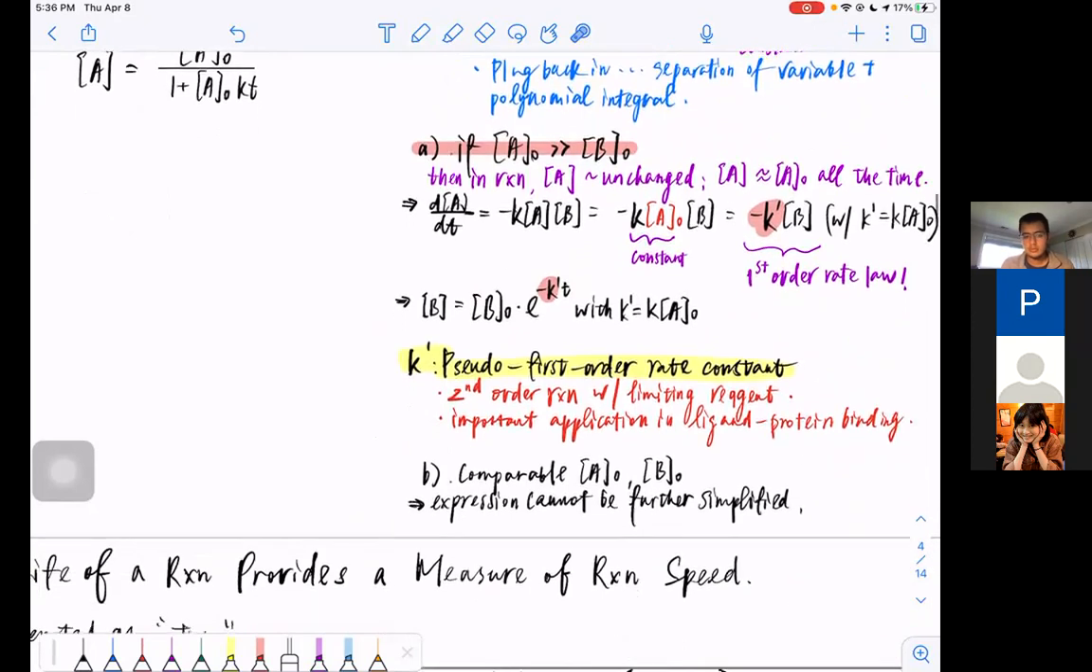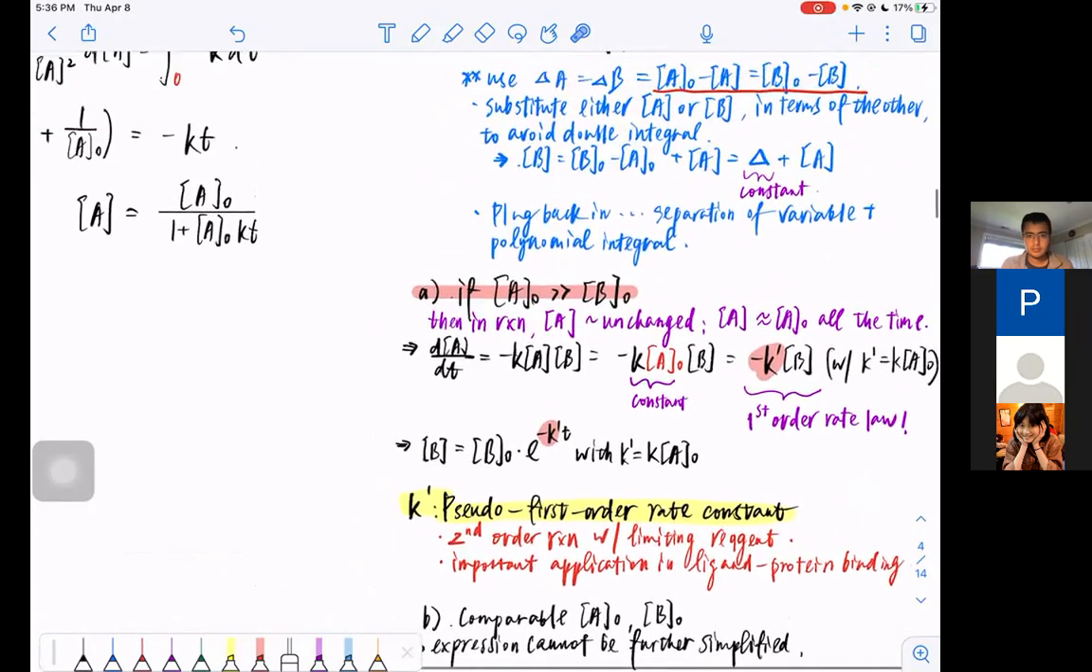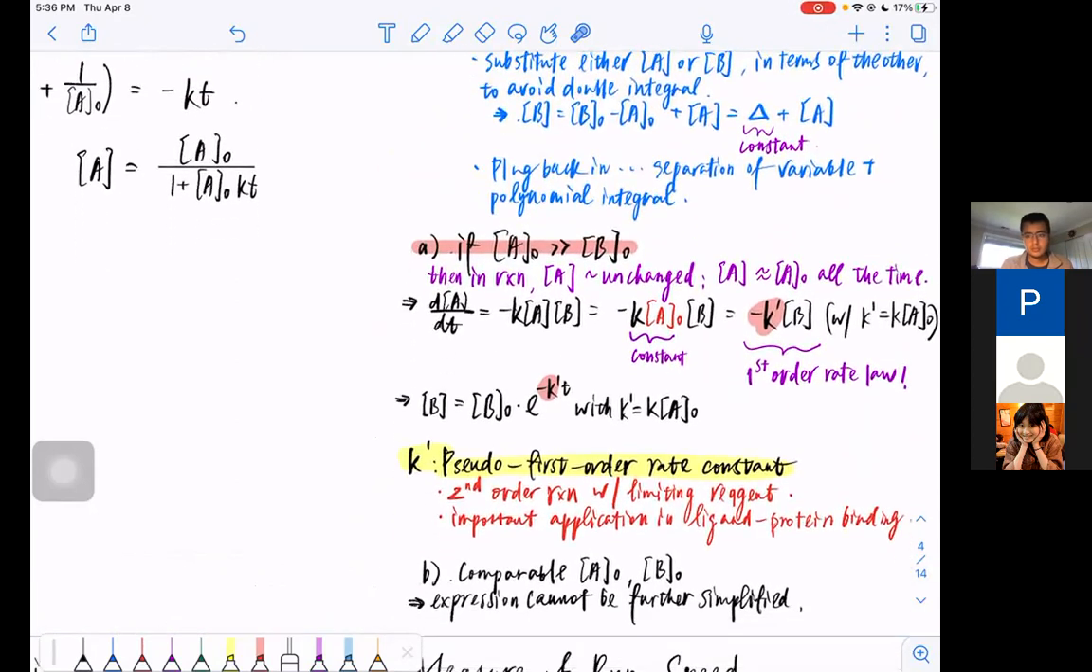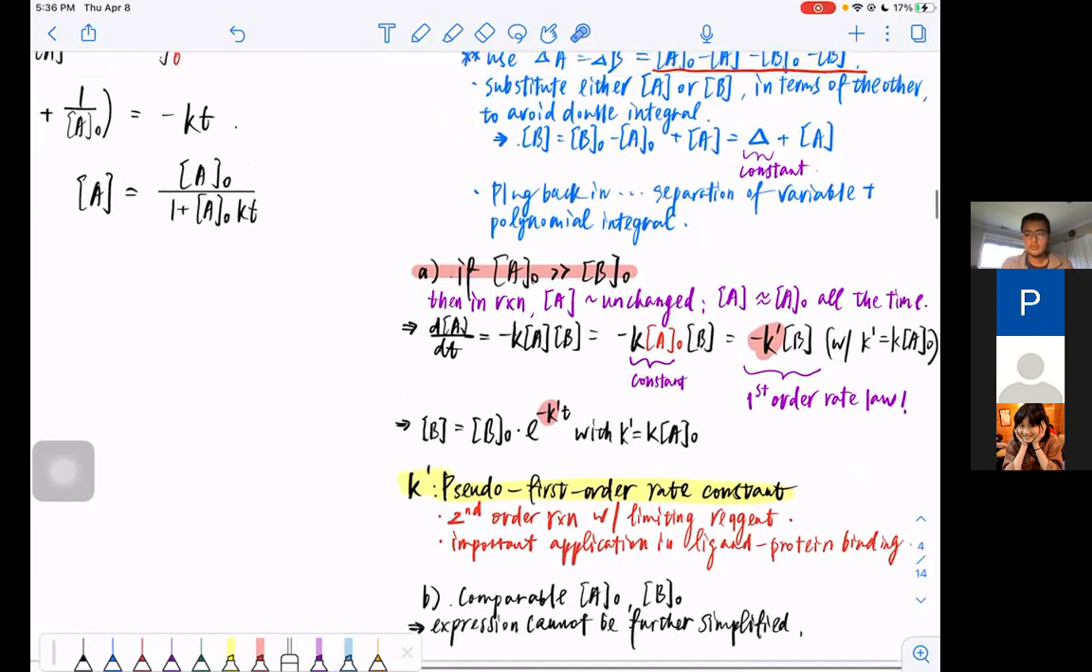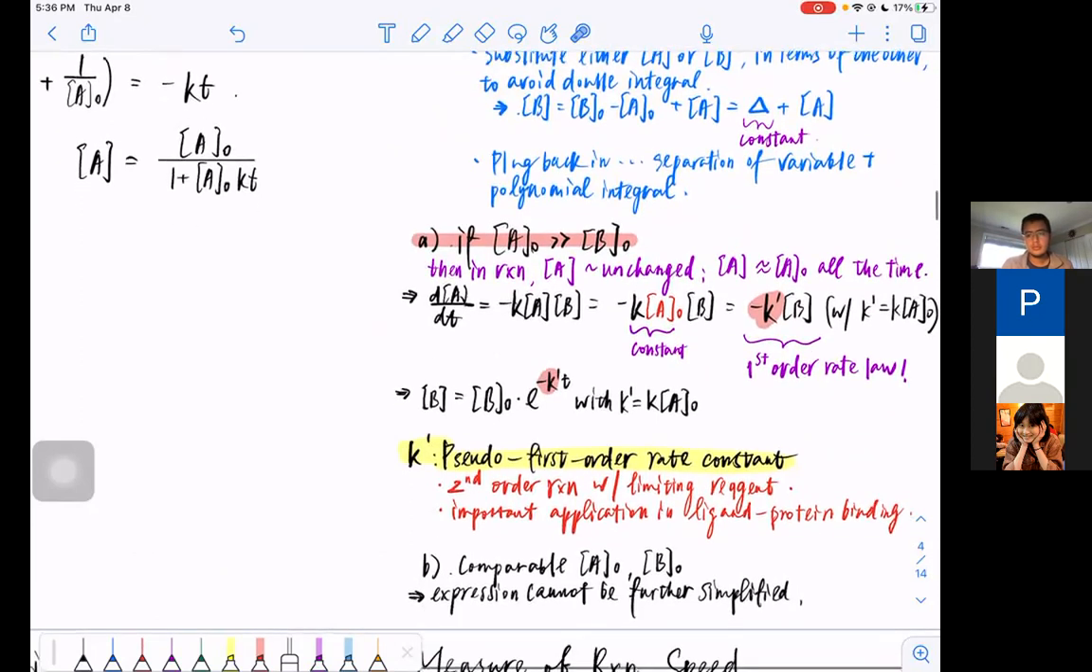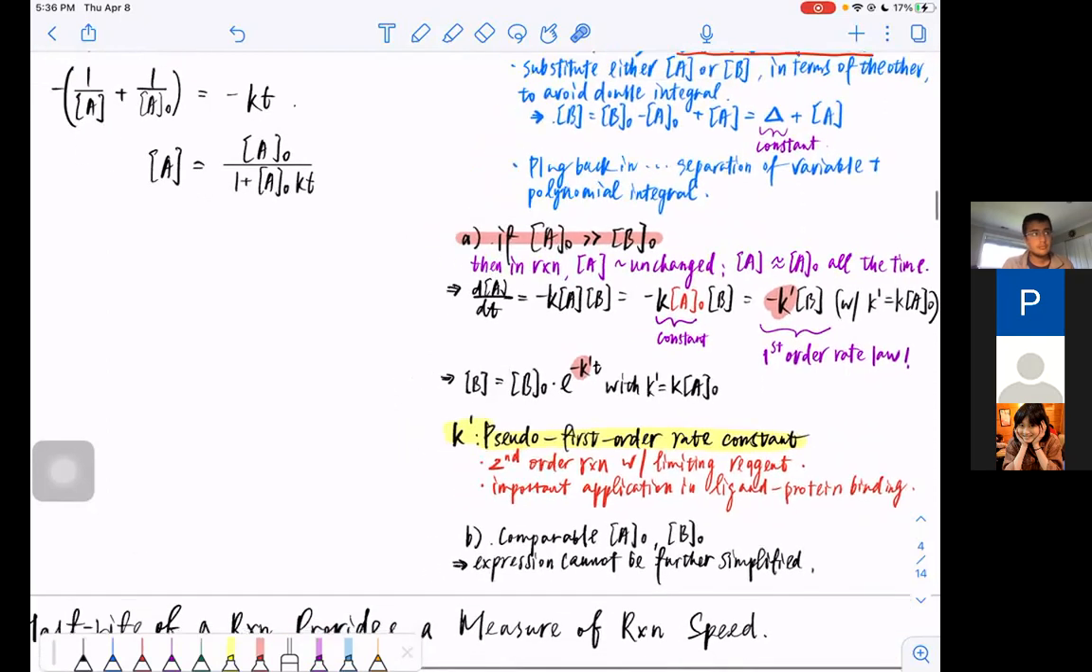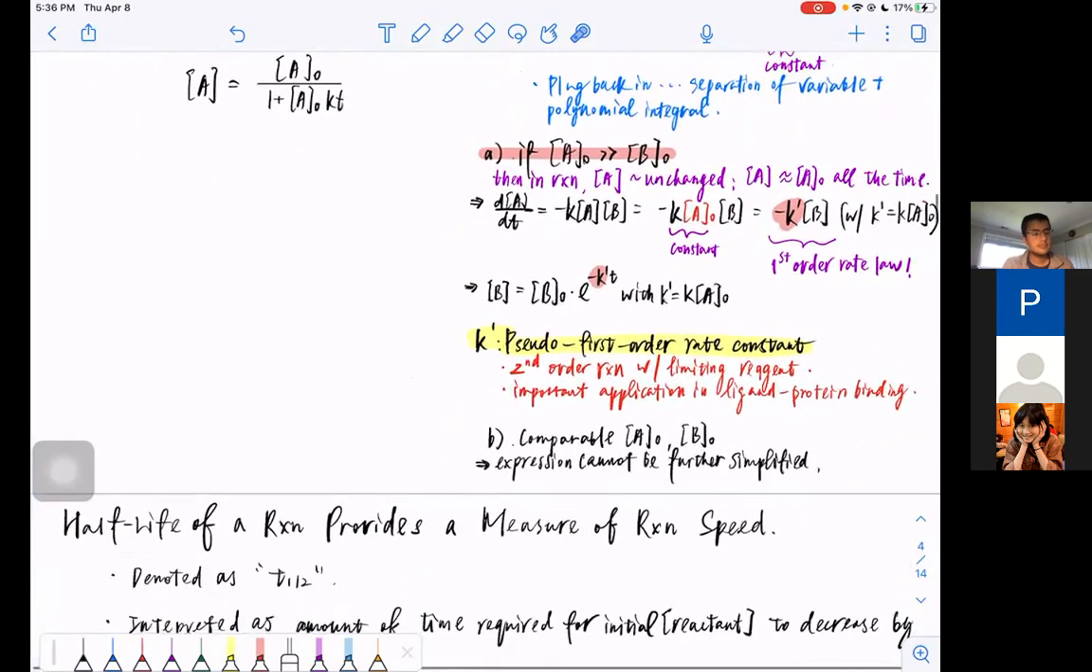Okay. The other case that's more nasty is when you have comparable starting concentrations of A naught and B naught. Your textbook says it's too complex to analyze, so we should not talk about this too much here today.